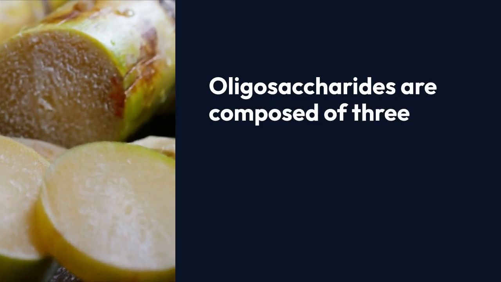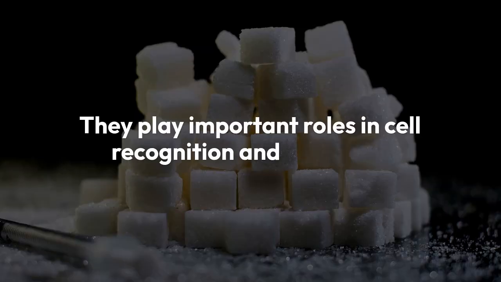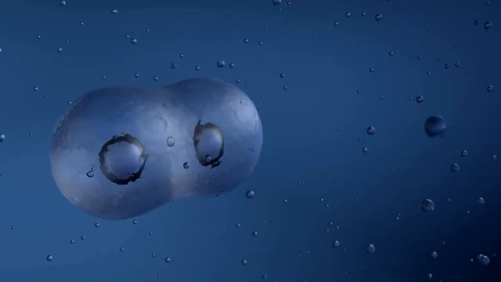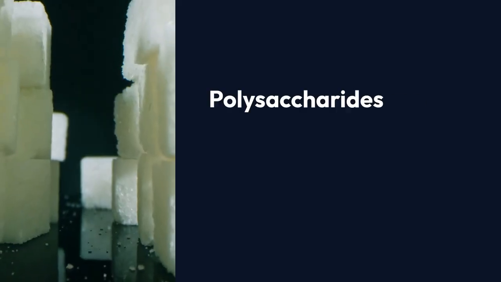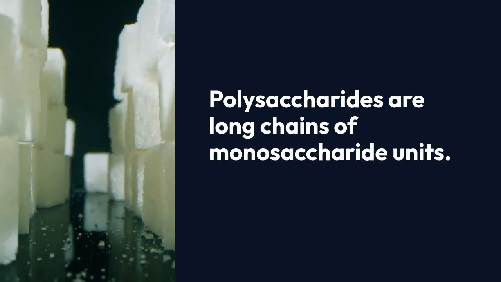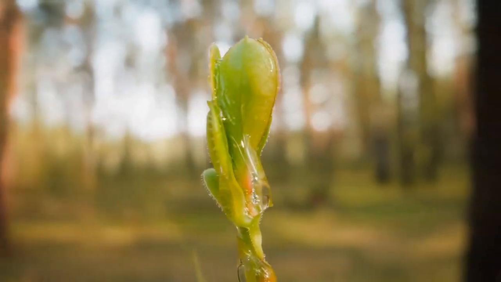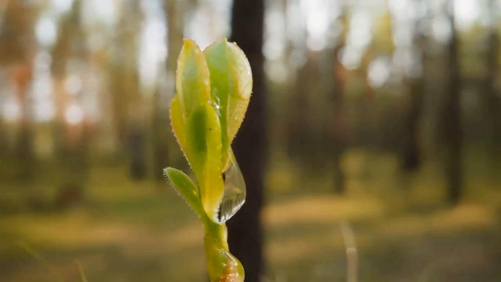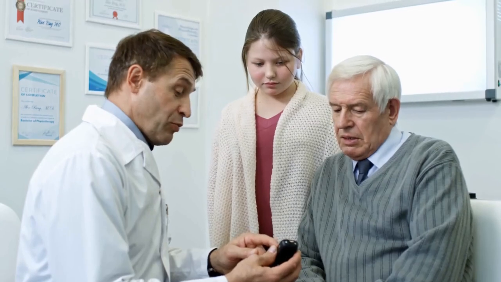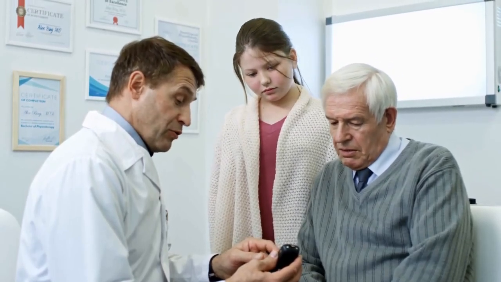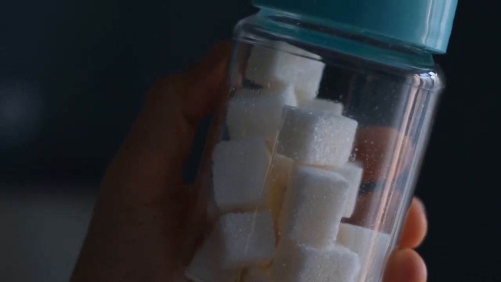Oligosaccharides are composed of 3 to 10 monosaccharide units. They play important roles in cell recognition and signaling, acting as markers on cell surfaces that help cells communicate with each other. Polysaccharides are long chains of monosaccharide units. Examples include starch, glycogen, and cellulose. Starch serves as an energy storage molecule in plants, while glycogen performs a similar function in animals. Cellulose, on the other hand, provides structural integrity to plant cell walls, making it a crucial component of plant structure.